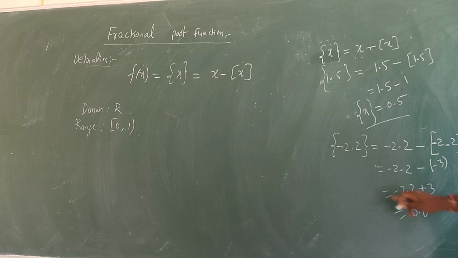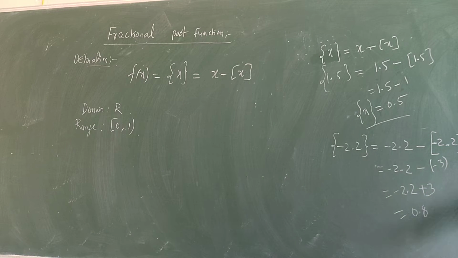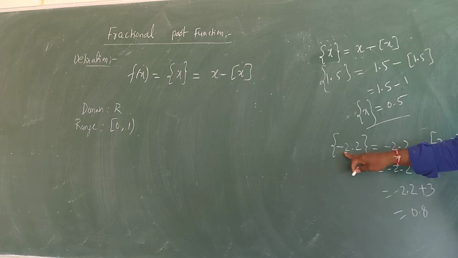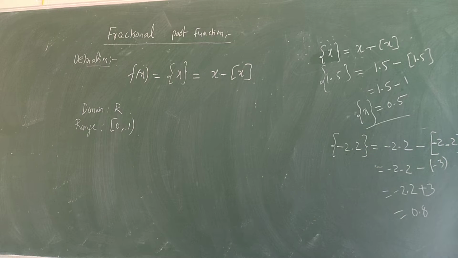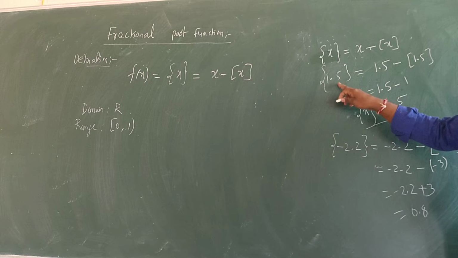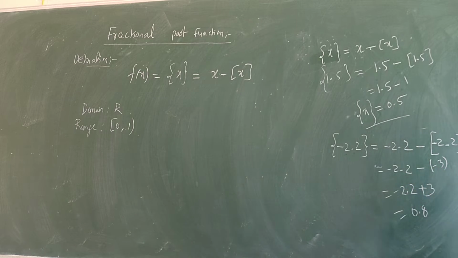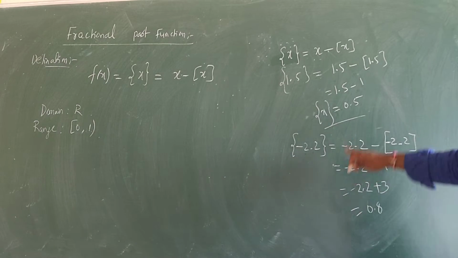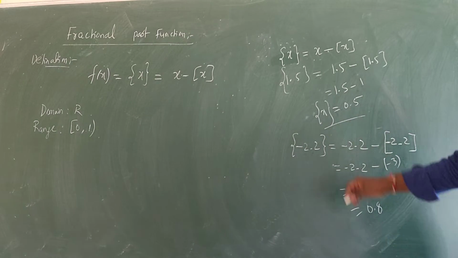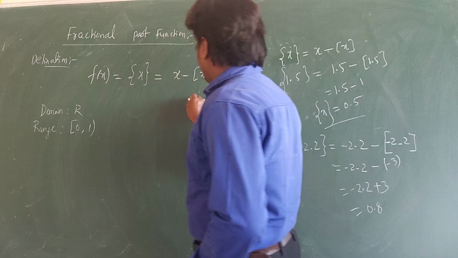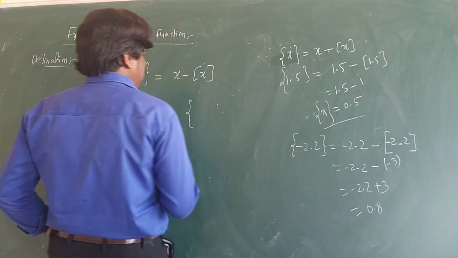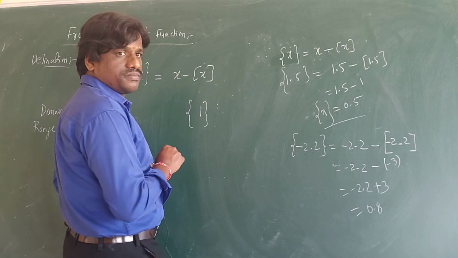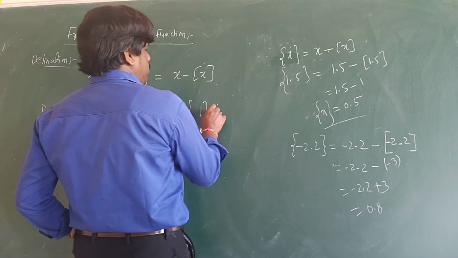So the fractional part of minus 2.2 is 0.8, not 0.2. Likewise here, 1.5 is a positive number, so what is its fractional part? 1.5 is 0.5. Suppose I take the fractional part of 1.